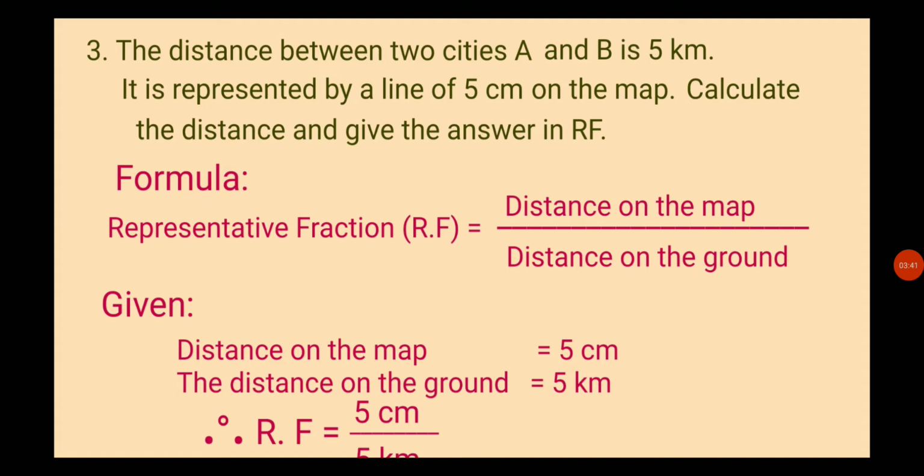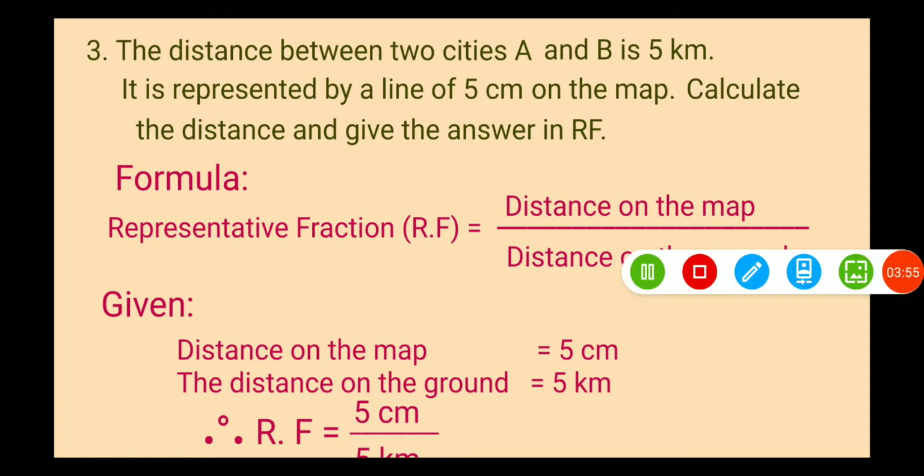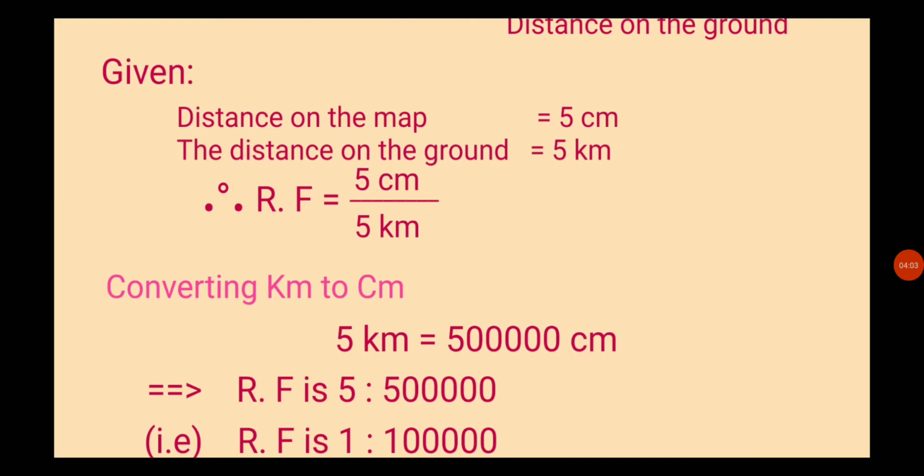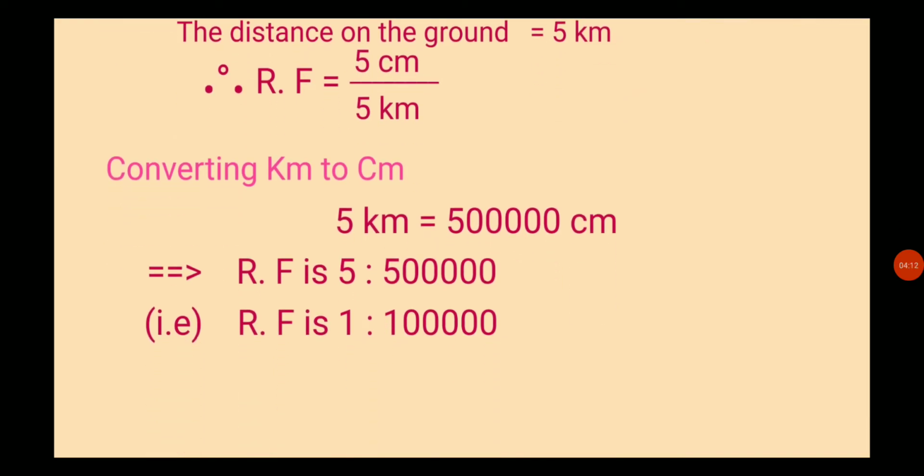RF means representative fraction. The formula for representative fraction: RF is equal to distance on the map divided by distance on the ground. So the given data are, distance on the map is 5 cm and distance on the ground is 5 km. So RF equals 5 centimeter divided by 5 km. When we convert kilometer to centimeter, we know that 5 km equals 5 lakh centimeter. So therefore RF is 5 is to 5 lakh. That is RF is 1 is to 1 lakh.